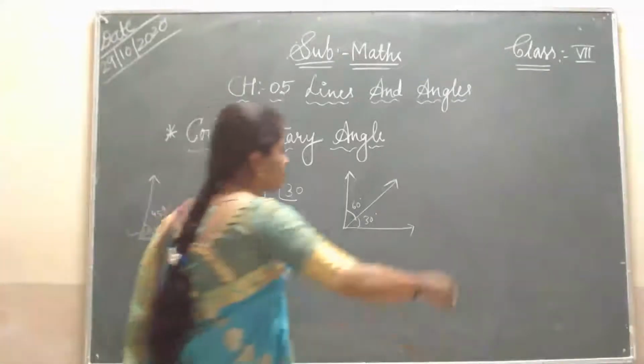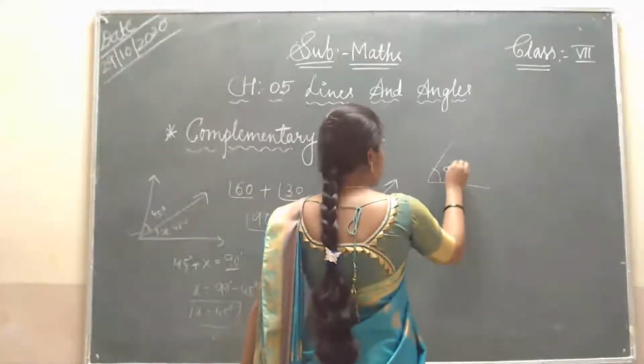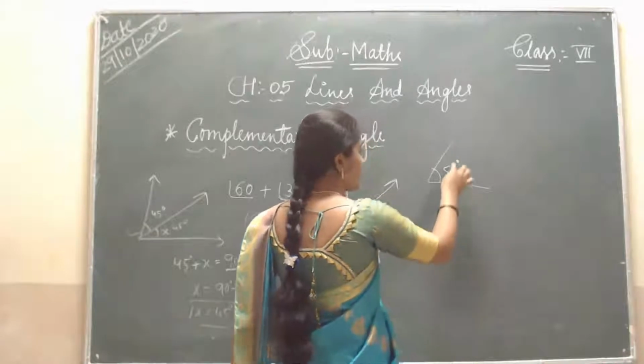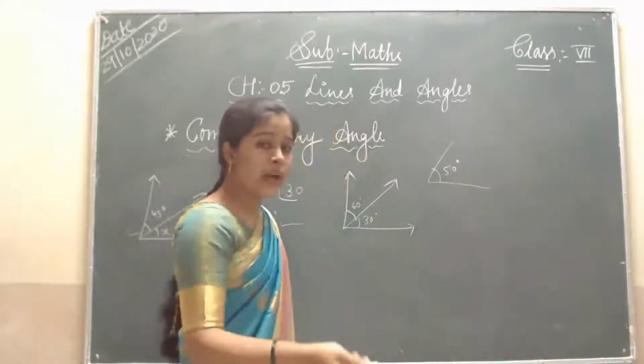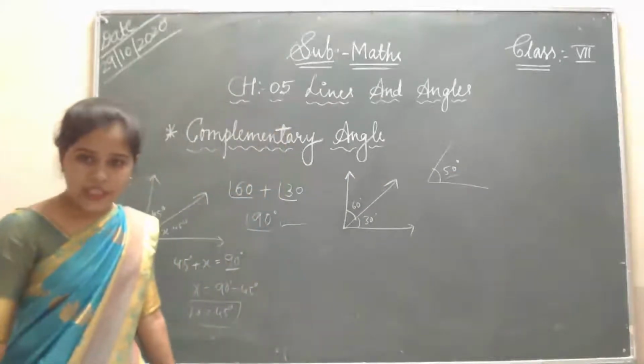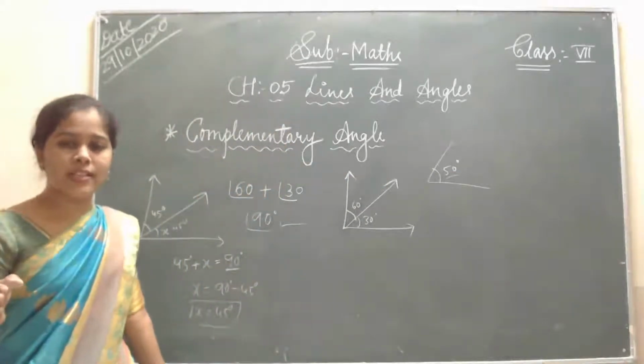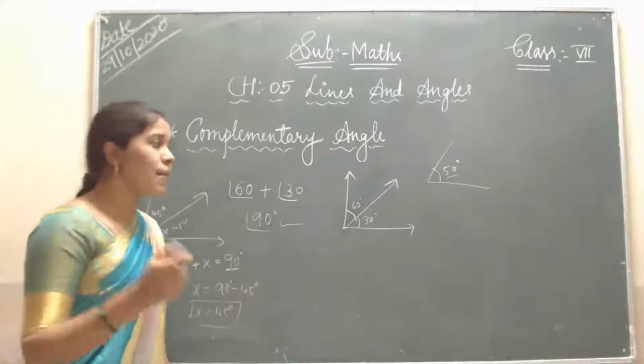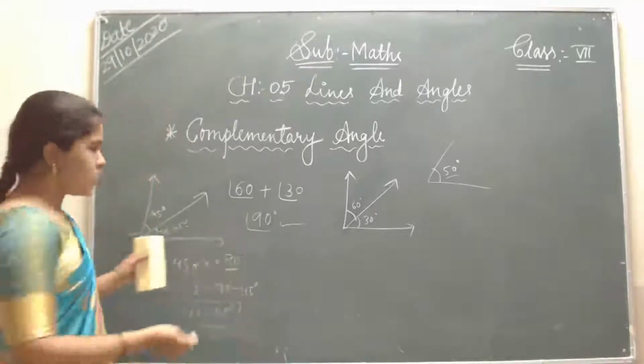For example, this is 50 degrees. Write the complement of 50. So what do we have to write? 40, because 50 plus 40 is nothing but 90 degrees. So the complement of 50 degrees is 40 degrees. Understood?